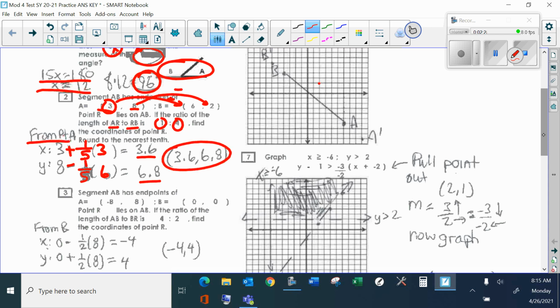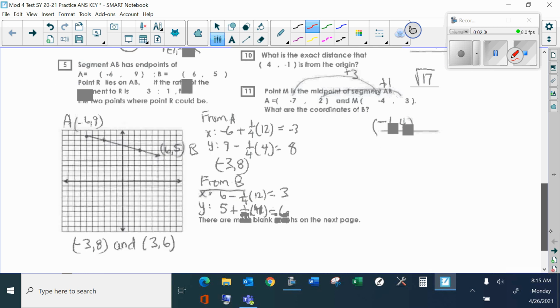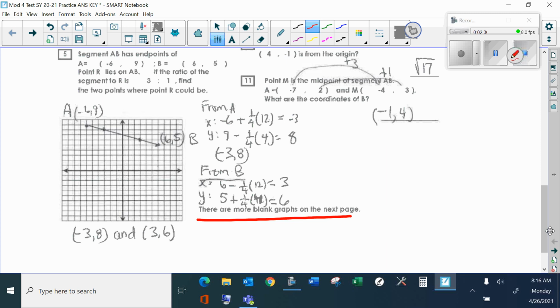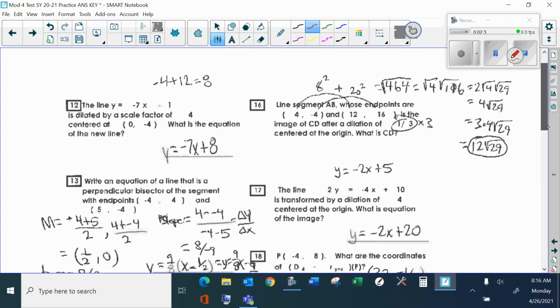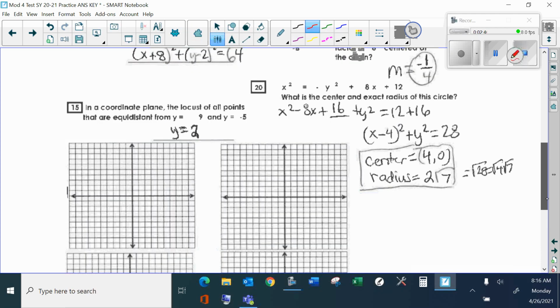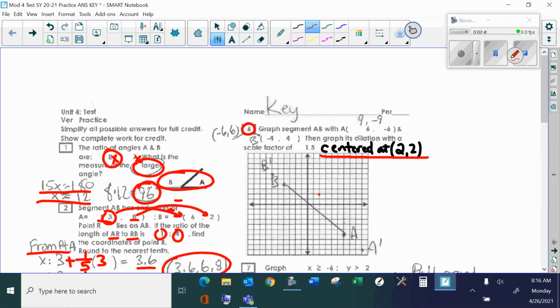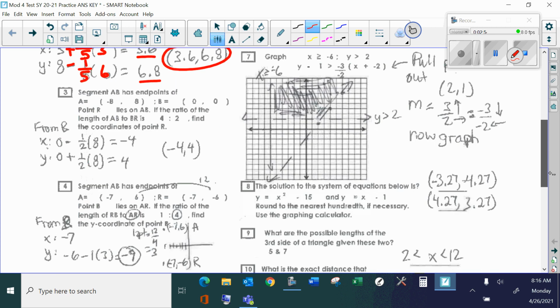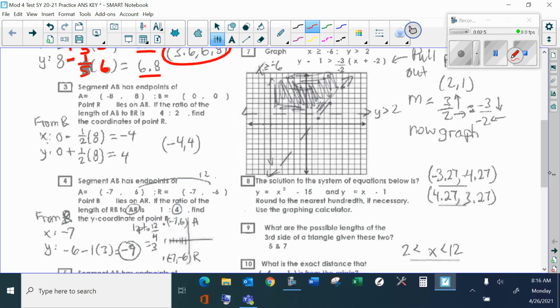Now, down at the bottom you see there are more blanks, graphs on the next page. I threw in 4 blanks down here that you can use to do the problems on the other side. So I could have graphed that if I wanted to. On number 2, I had 4 graphs. Number 3, we'll go ahead and do this one. This is a trickier one.